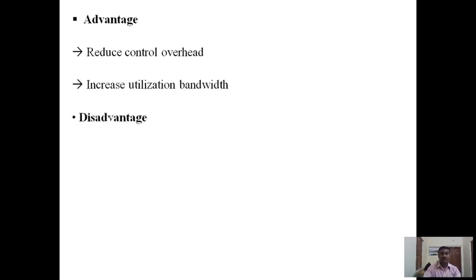Then the disadvantage: it depends heavily on the availability of GPS. So this concept mainly depends on GPS, and this is one of the main disadvantages.